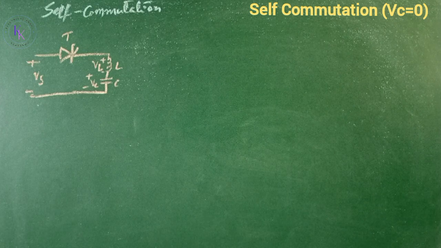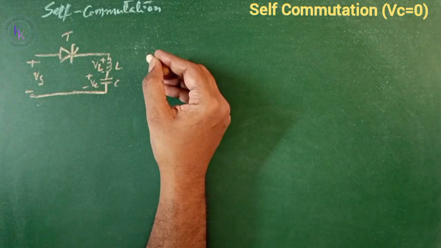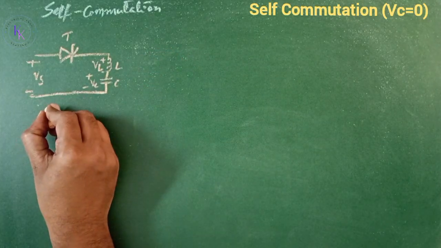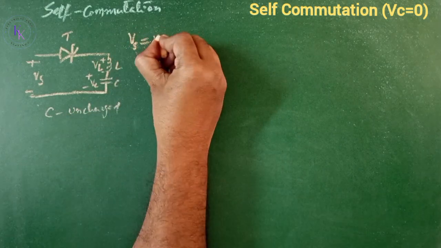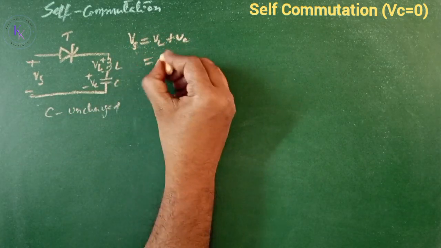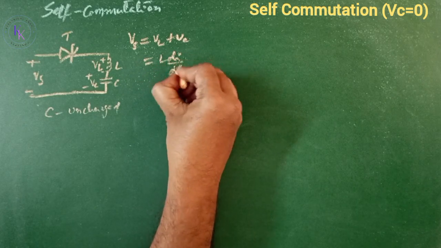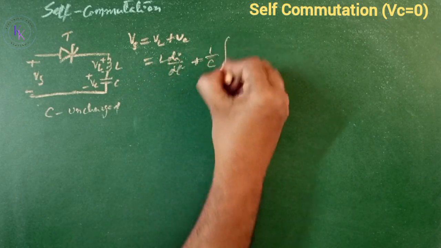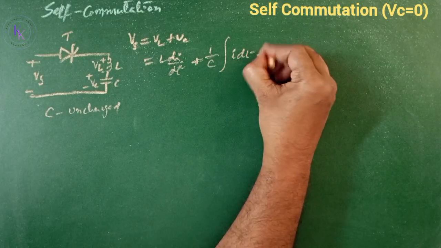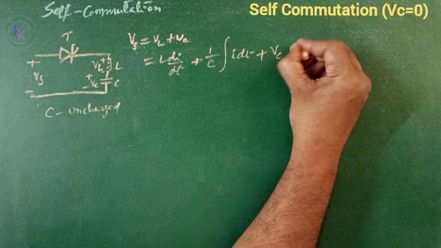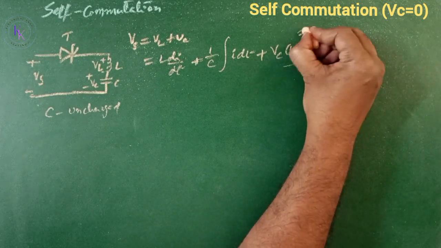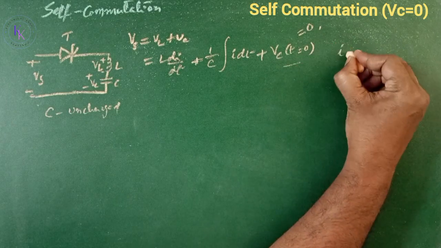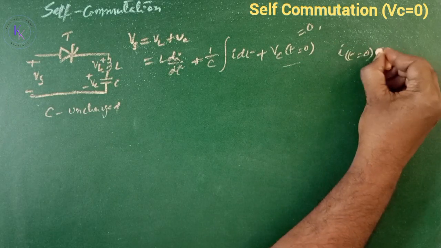Self-commutation: the thyristor is turned off due to the natural characteristics of the circuit. Now considering the circuit with the assumption that the capacitor is initially uncharged, Vs equals Vl plus Vc, that equals L di by dt plus 1 by C integral I dt plus the initial voltage in the capacitor at t equals 0, and we have assumed that this value equals 0. The current I at t equals 0 is equal to 0.